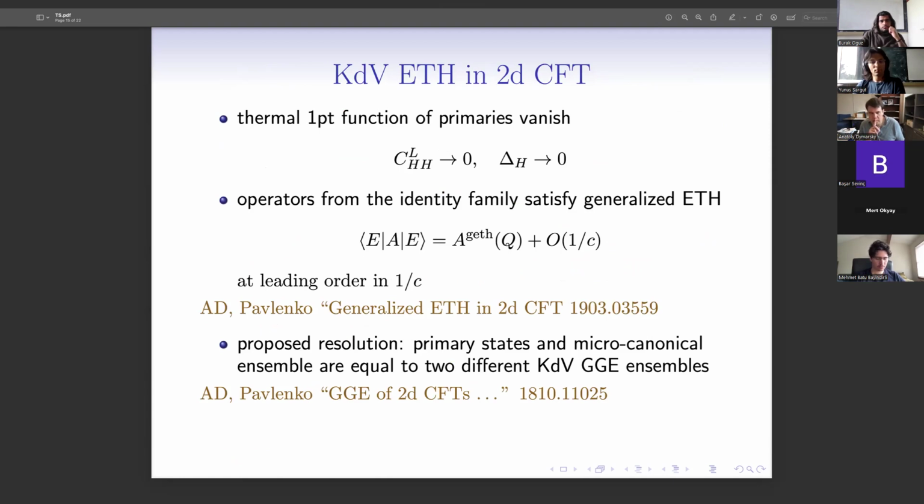This is a work we did in 2019. We were trying to see if generalized ETH actually works in two-dimensional CFTs. So for that, we considered expectation value of local operators in energy eigenstates. And these operators we considered are descendants of the identity. In other words, these are operators which are made out of the stress tensor and its derivatives.